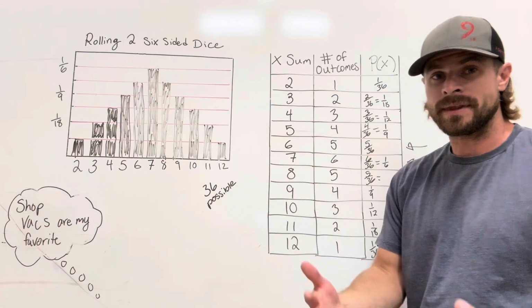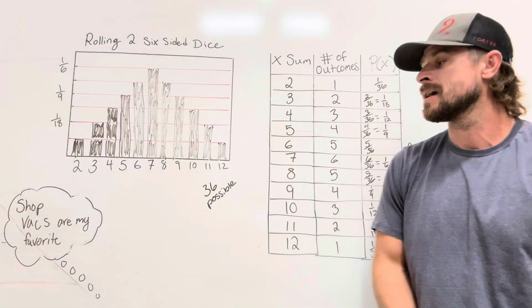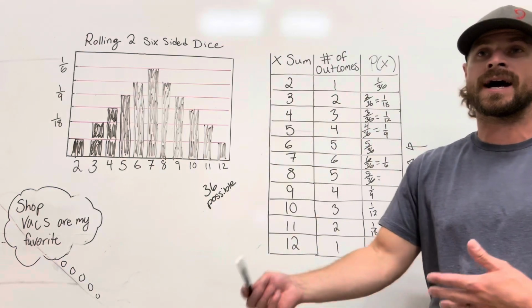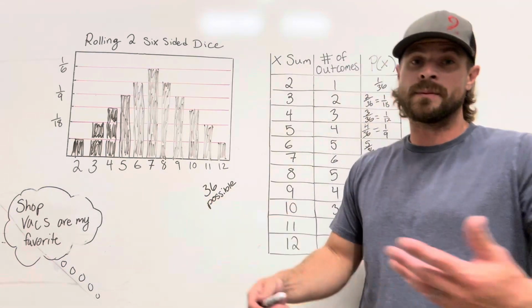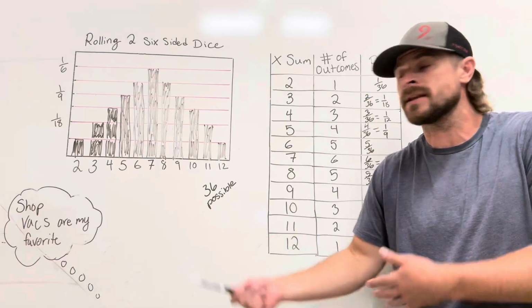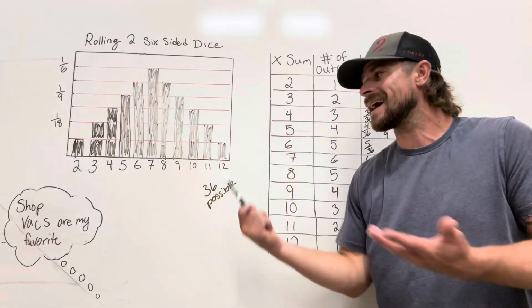12, the only way that happens is if you roll a 6 and a 6. It's much more likely you could roll a 4 and a 3 and get 7, or maybe you roll a 5 and a 2 and get 7, or maybe you roll a 6 and a 1 and get 7. There's so many combinations that create 7. That's why its probability is the highest.